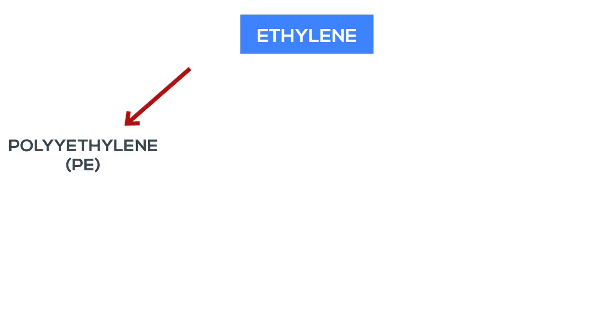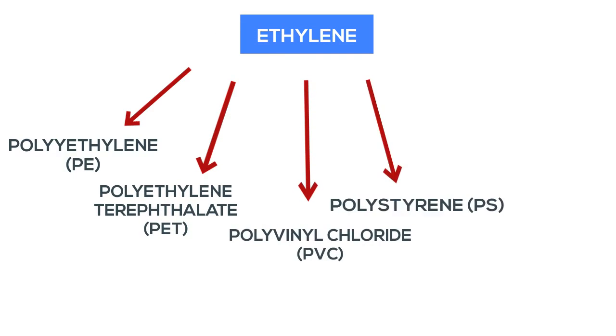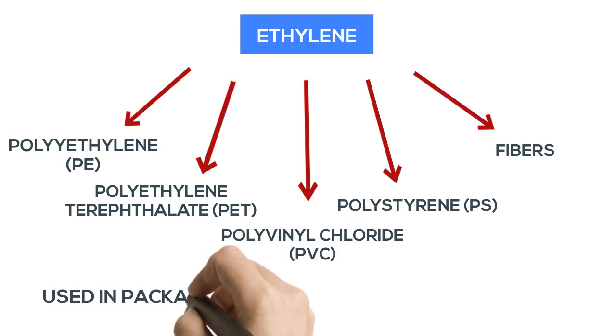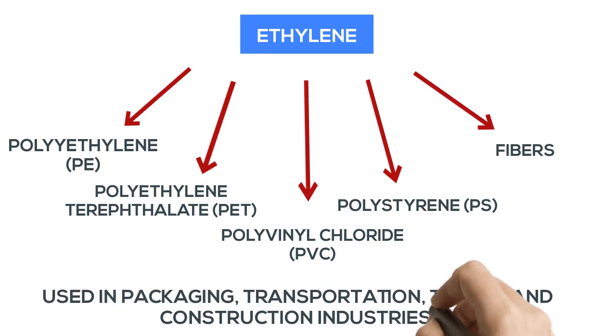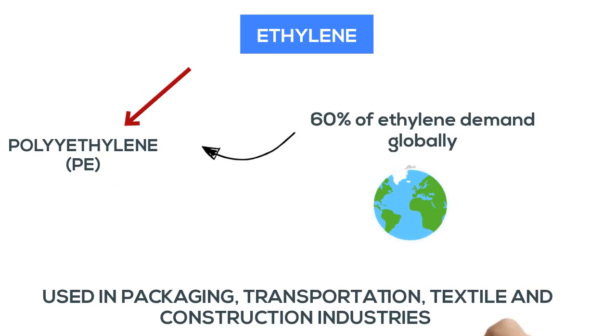Ethylene is the raw material used in the manufacture of polymers such as polyethylene, polyethylene terephthalate, polyvinyl chloride, and polystyrene, as well as fibers and other organic chemicals. These products are used in a wide variety of industrial and consumer markets such as the packaging, transportation, textile, and construction industries, as well as consumer chemicals, coatings, and adhesives. The largest outlet, accounting for 60% of ethylene demand globally, is polyethylene.